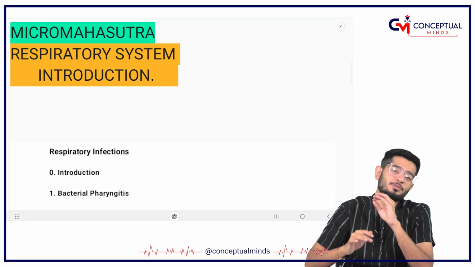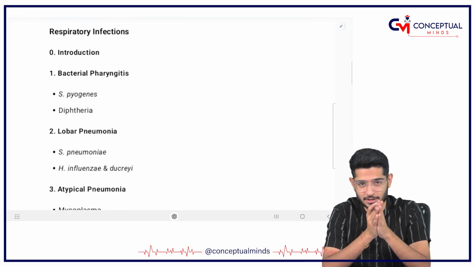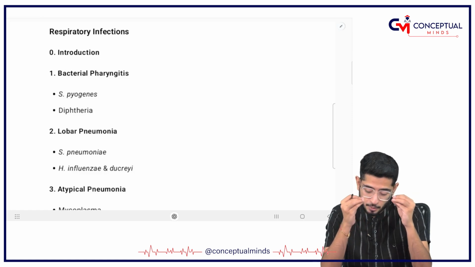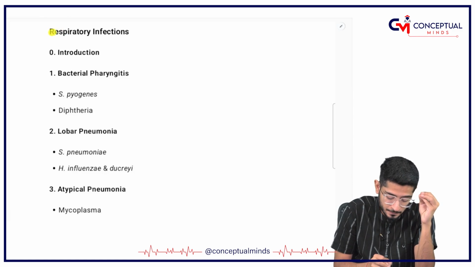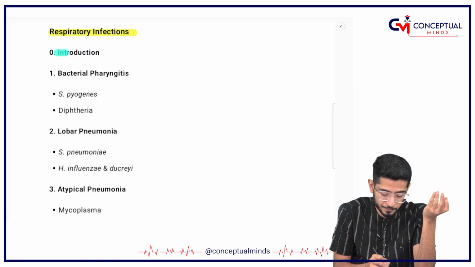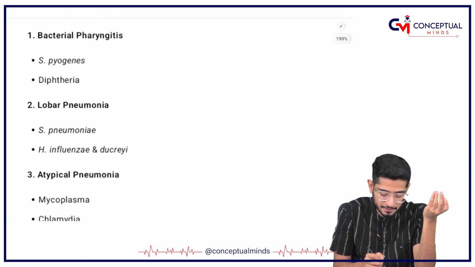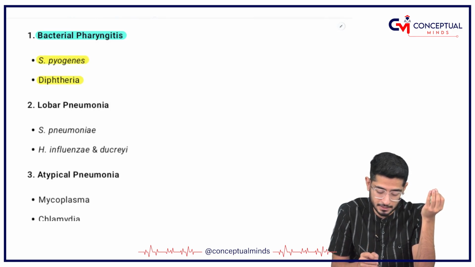And as I always do, I start the new system with an introduction. In this video, I'll tell you how we will proceed with respiratory system infections. First of all, we will discuss the introduction part. Then we will discuss bacterial pharyngitis. In bacterial pharyngitis, we will discuss two organisms, Streptococcus pyogenes and diphtheria.